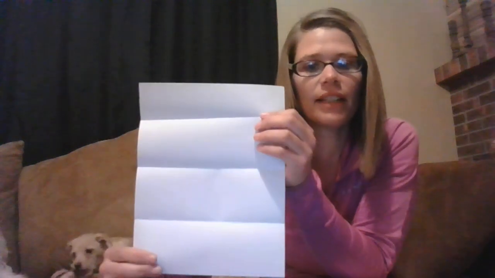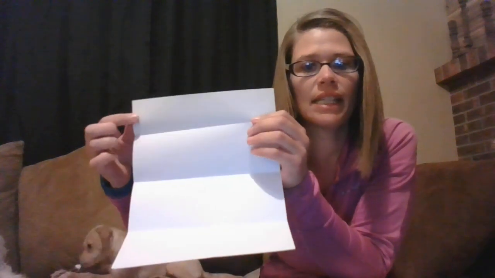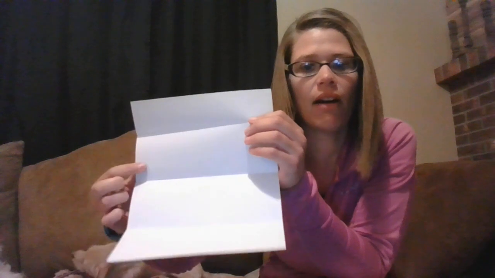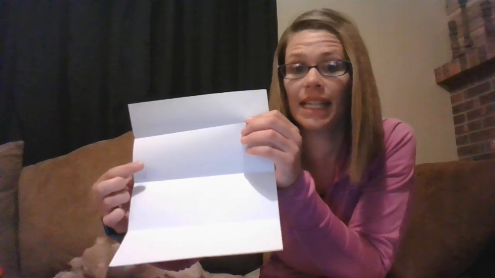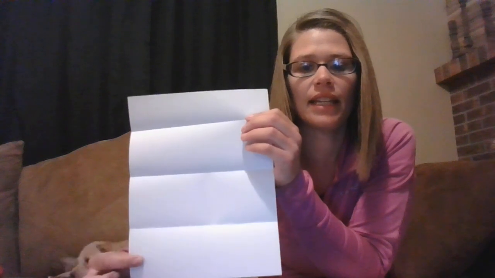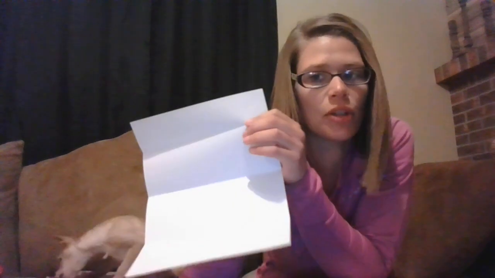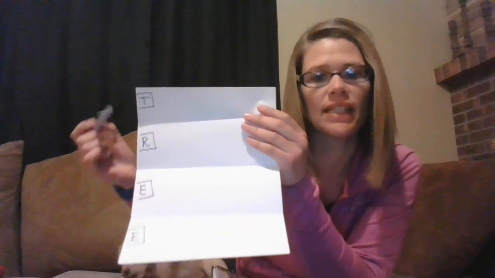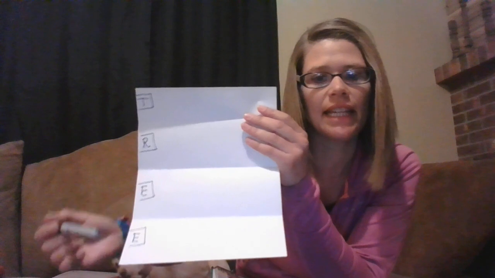Okay, we are going to label those 4 sections: T for topic, R for reason or fact (today it's going to be a fact), E for explanation, and then another E for ending. So I'll show you what your paper will look like. All right, so your paper should look like this. Okay, so you've got your 4 sections labeled. We've got a T, R, E, E.